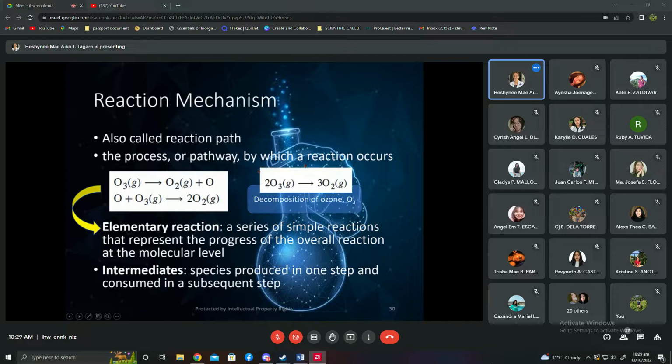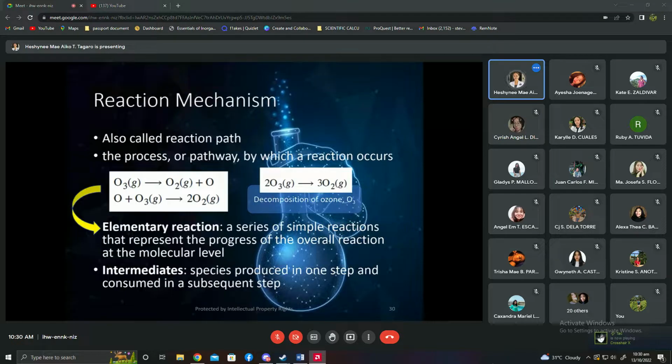But at the molecular level, before ozone here decomposes to your oxygen molecule, it follows two steps. It involves two steps here. But if you look at the overall reaction here, hindi mo makita ang ining duha ka steps ngani. Okay? So we call each step in a reaction mechanism an elementary reaction.